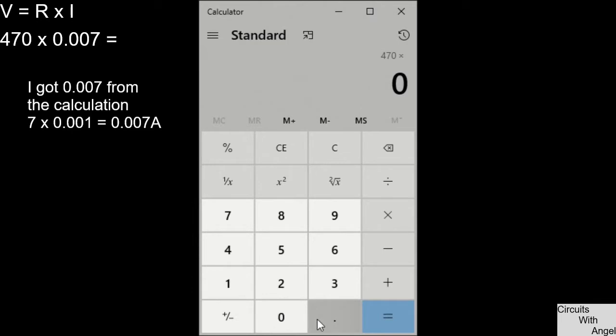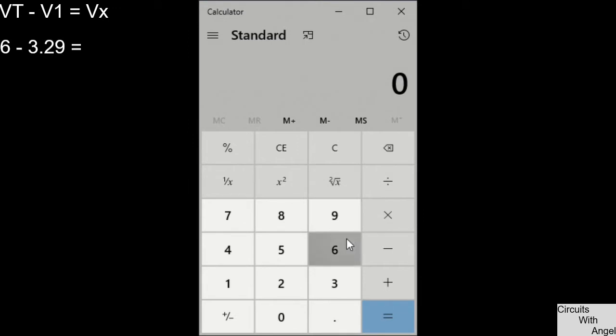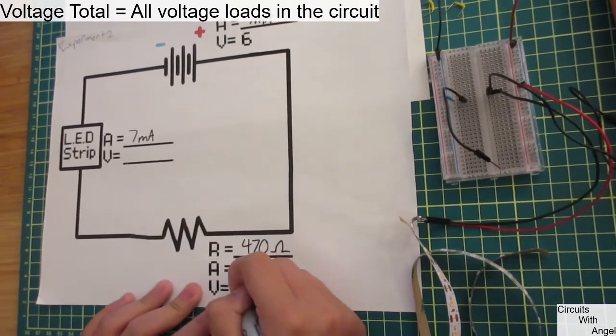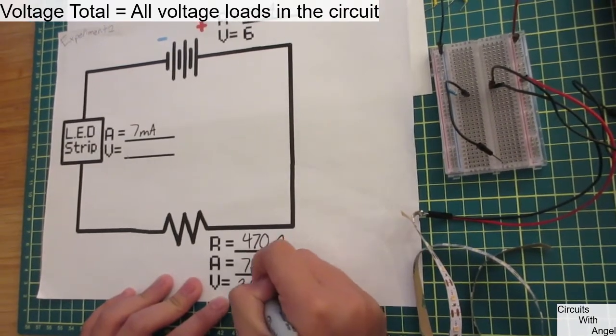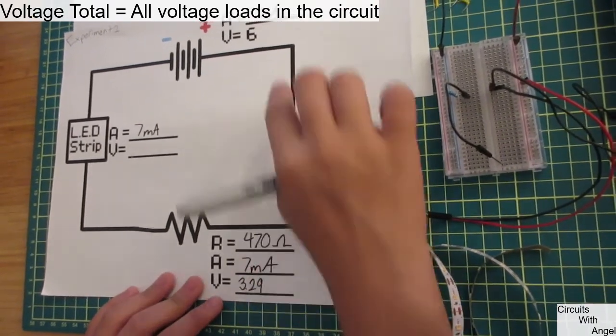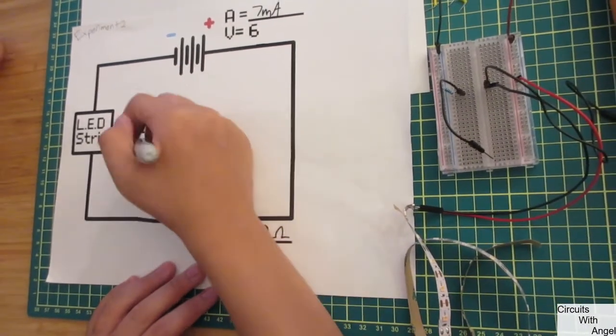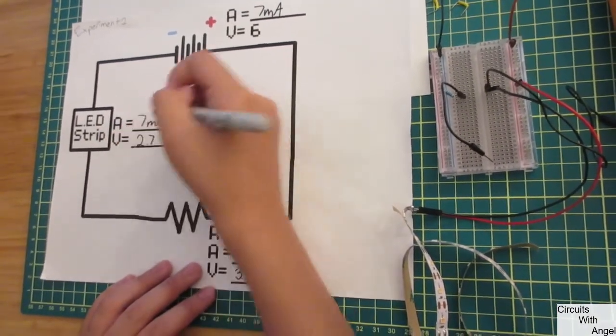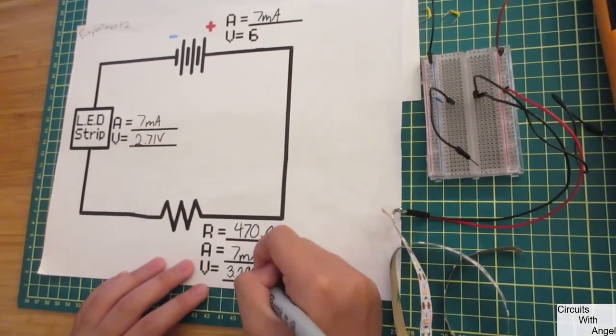Okay, voltage is resistance times amperage. So 470 times 0.007 equals 3.29 volts. Now all we gotta do is 6 minus 3.29, and that equals 2.71. But before we go, I'd like to say why we do this. So voltage equals all the voltage loads in the circuit added together. So if we take the power supply and minus one value from it, we should get the other value. Okay, maybe that took a while, but we're almost done our worksheet.